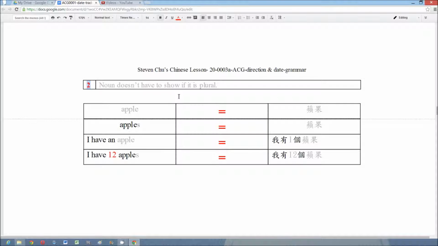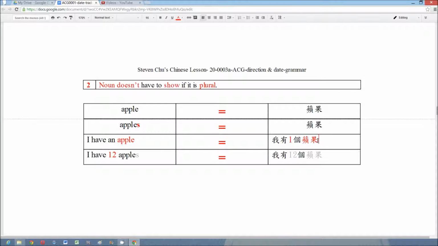The second characteristic is that the noun doesn't have to show whether it is plural or singular. For example, apple is 苹果 and apples is also 苹果. You can see that in English, the noun shows singular or plural, but in Chinese, the noun doesn't. For example, I have an apple, and we can translate it into 我有一个苹果.